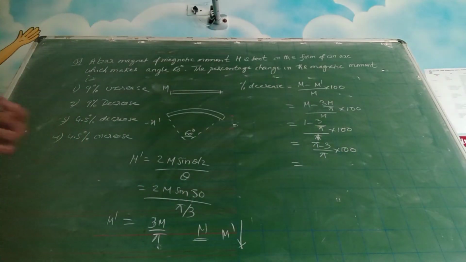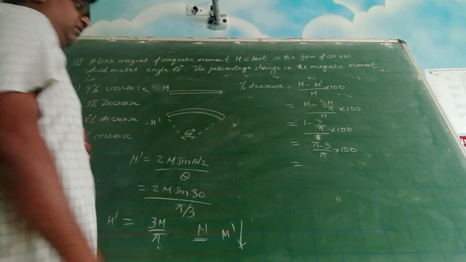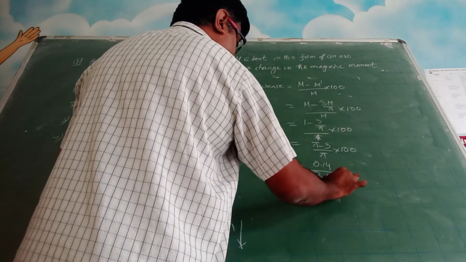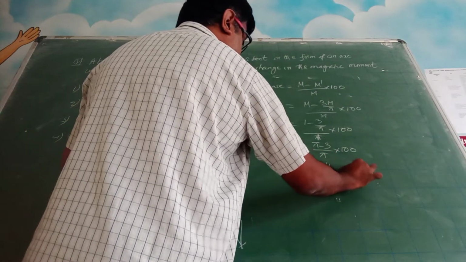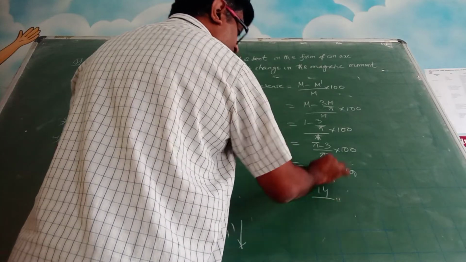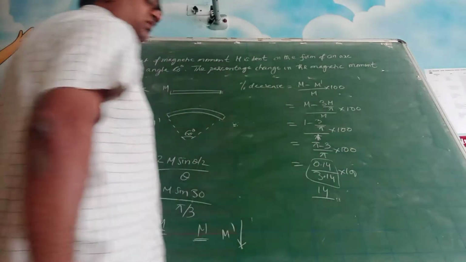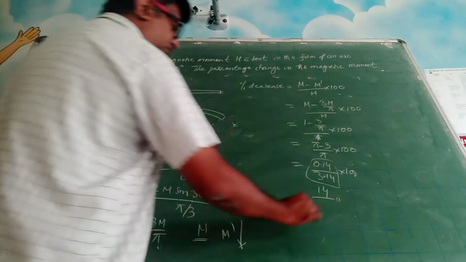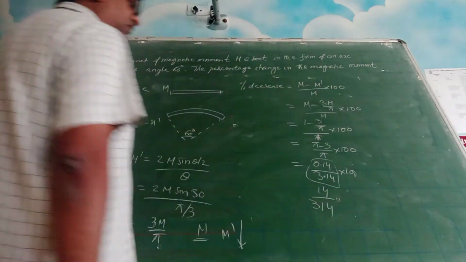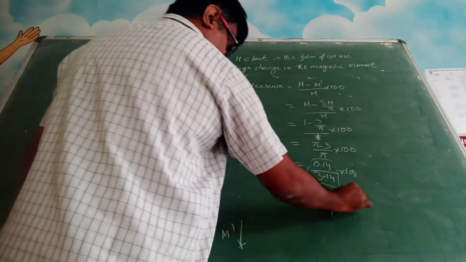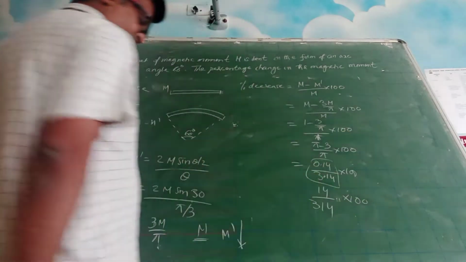So pi minus 3 means how much? It is 0.14. So 0.14 by 3.14 into 100. Now if you multiply only this portion by 100 by 100, you get 14 by 314 into 100. Why am I doing it like this?